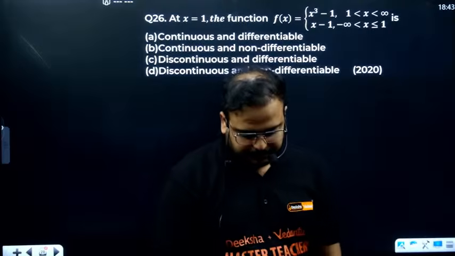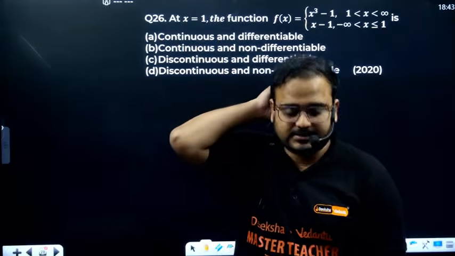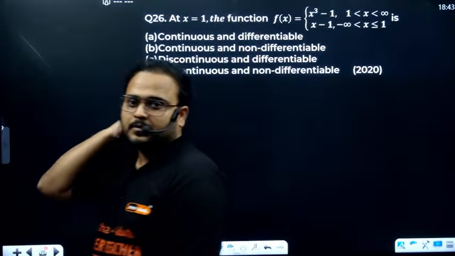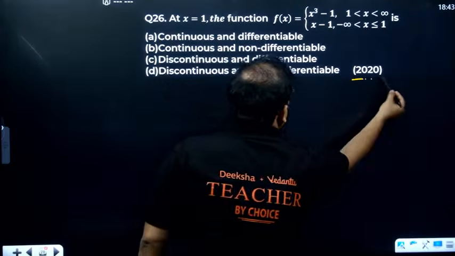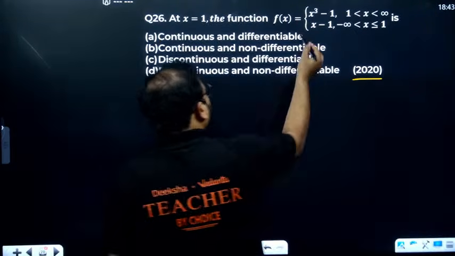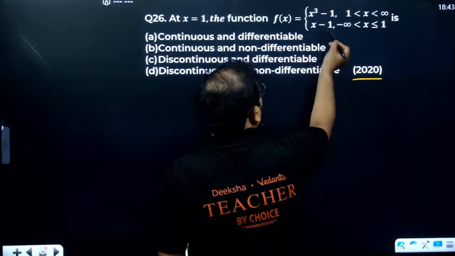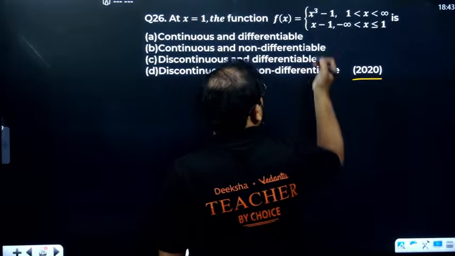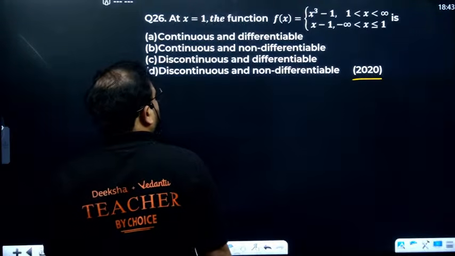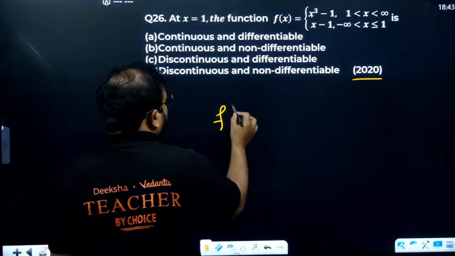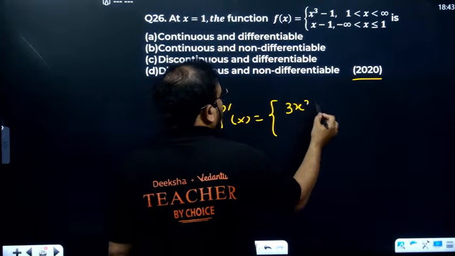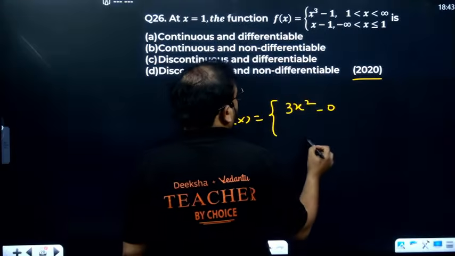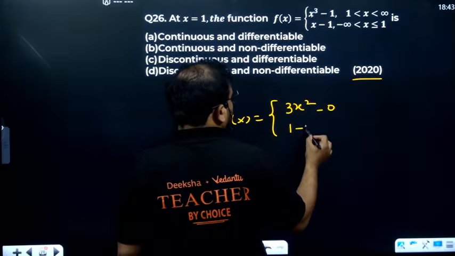26th one. Question number 26. We're looking for continuity and differentiability. Problem is from 2020. So continuity is okay because if I put the value over here, I get 1 minus 1, which is 0. Here it is also 0. So continuous, yes. What about differentiable, sir? Check, differentiate it. You'll get 3x square minus 0. You're going to get here 1 minus 0.